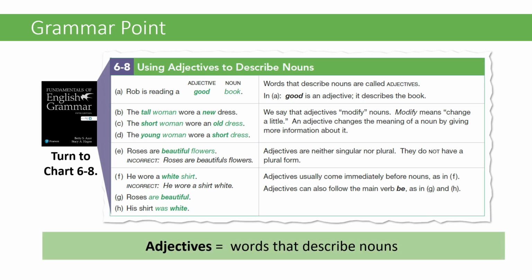Adjectives describe nouns. We usually say that an adjective modifies a noun. Modify means to change a little bit. Adjectives give more information about a noun. They're not singular or plural. There's no plural form, so this means there's only ever one form of an adjective. This is different than a lot of languages where adjectives change depending on the noun that they modify.